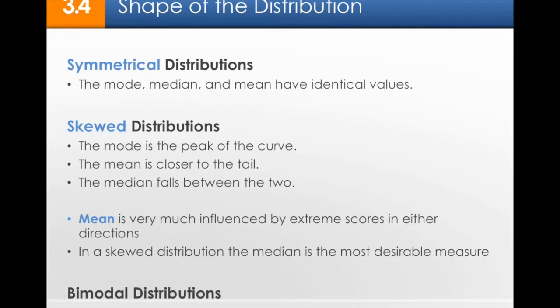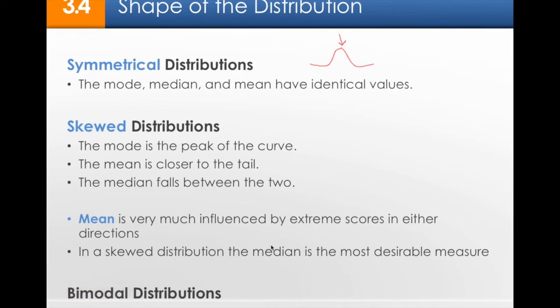So in terms of the shape of the distribution, if you recall, we have a bell curve, right? And a bell curve means that the distribution is symmetrical. So the mean, median, and mode should all have identical values. So just remember, a bell curve looks like this. This is going to look terrible, right? So right here would be your mean, median, and mode.